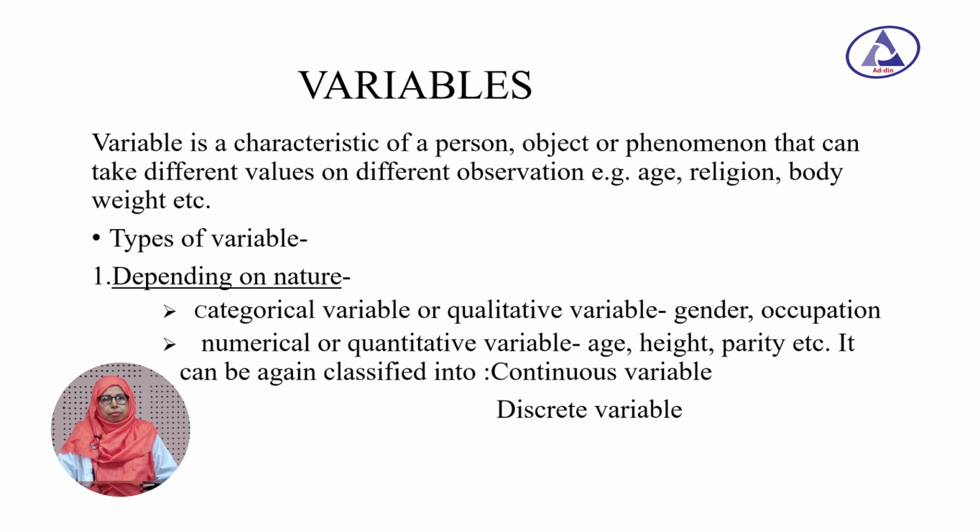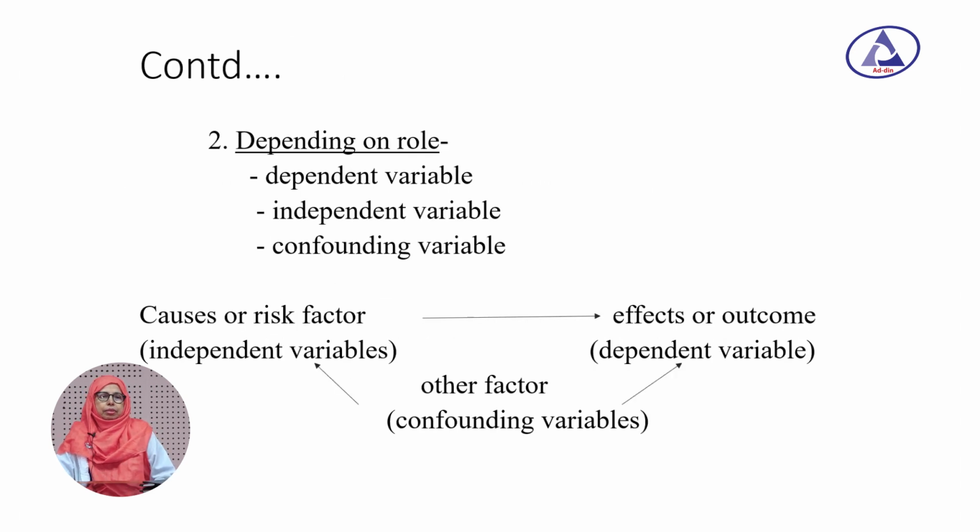But a discrete variable is expressed as a whole number. It is a finite number, so no fraction is possible here. Examples of discrete variables are the number of hospital beds and the number of students.